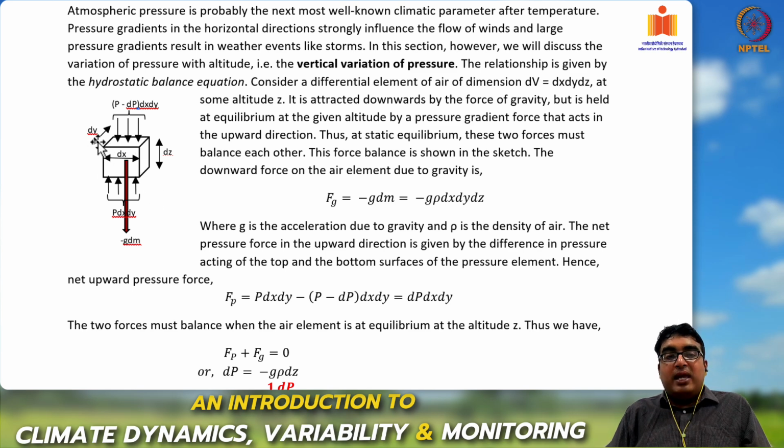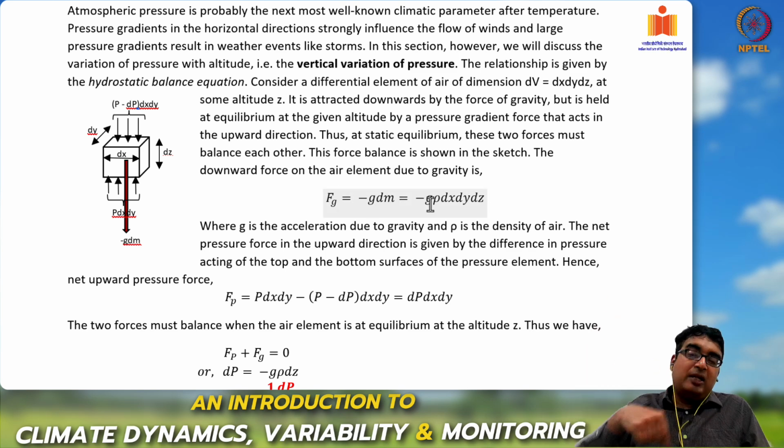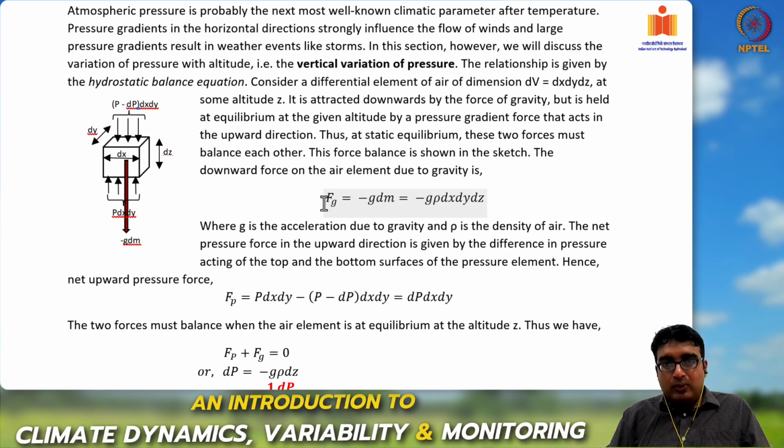Now, the mass of air inside is the density of air times the volume, which is dx dy dz. So, the mass of air is rho dx dy dz. The total weight of air due to gravitational force is g times this mass, so g rho dx dy dz. This is the net downward gravitational force on this small volume of air, and let us call it Fg, going down. So Fg is minus g times the differential mass of air, which is minus g rho dx dy dz.